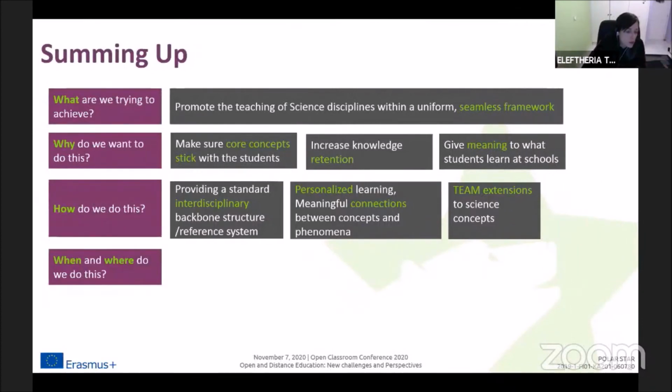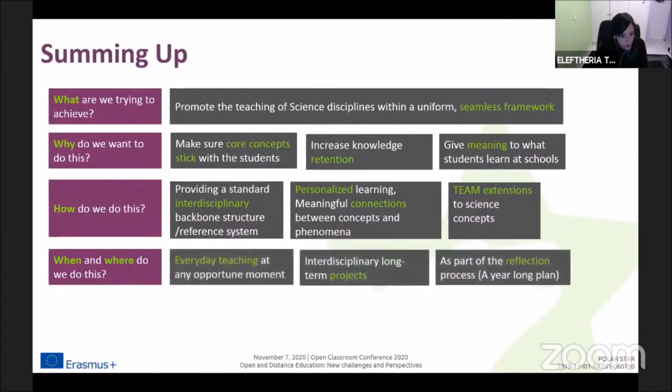When and where can you use this methodology? You can use it in everyday teaching. You can deploy it to start building interdisciplinary projects, and the science and STEAM education part of the Polar Star methodologies focuses exactly on that: as soon as you realize what your interdisciplinary project is going to be about, how to build it effectively. And through the knowledge map, you can also use our methodology in a whole year-long plan and use it as a reflection process for your students, so they can keep going back to what they're learning in a meaningful way.